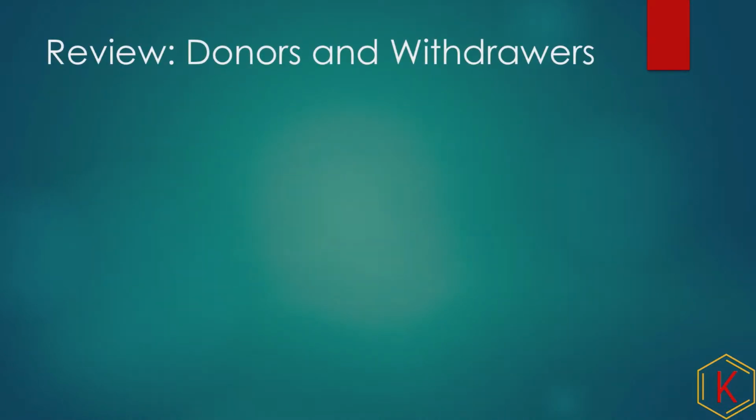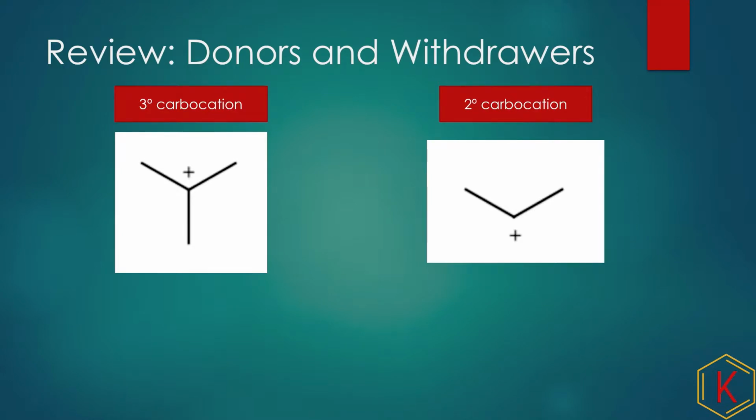Let's do a little Organic 1 review. We all have been asked in Organic 1 to compare the stability of tertiary and secondary carbocations, and we reflexively say the tertiary is more stable. But why? Well, the tertiary has 3 alkyl pumps.